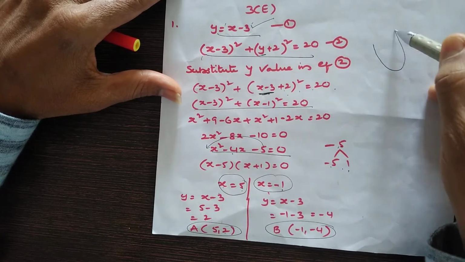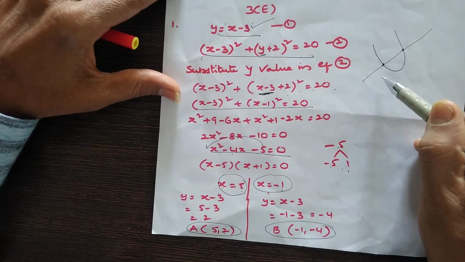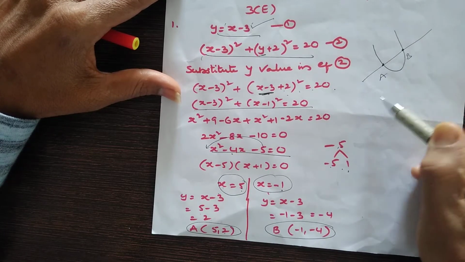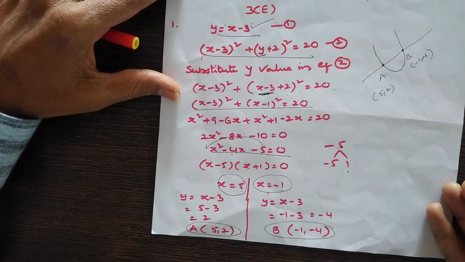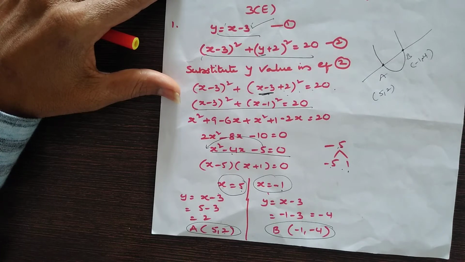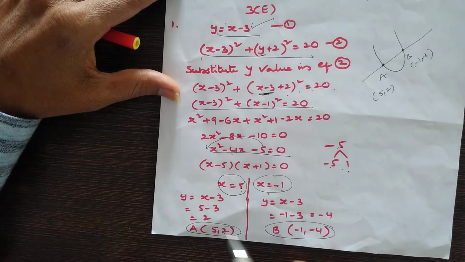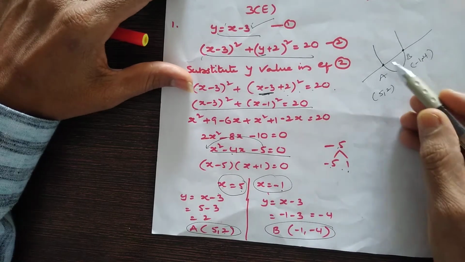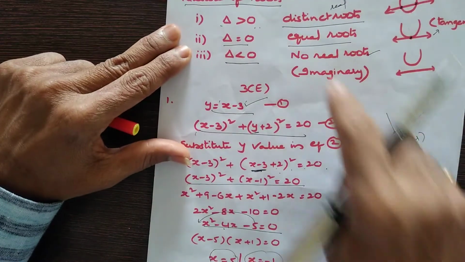So this line intersects the circle at two different points, one is A and one is B: 5 comma 2 and minus 1 comma minus 4. This is how we have to simplify the problem. To check whether your answer is correct, I said two distinct points, so based on the discriminant also we can define it.